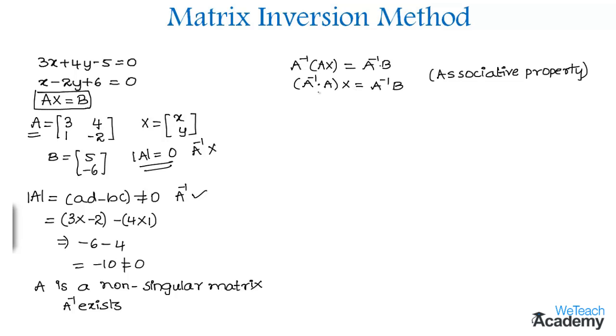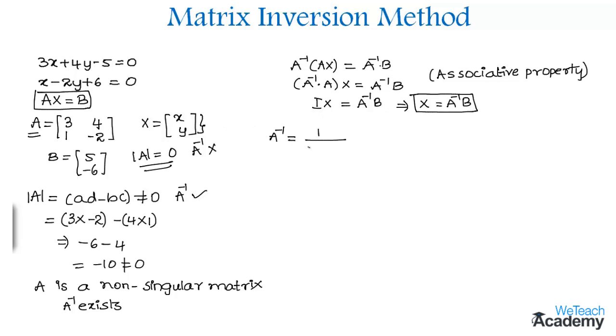And we already know that the value of A inverse into A is equal to I. So we get I into X is equal to A inverse into B. I multiplied with X will result in X. So we get X equal to A inverse into B. X is nothing but the variable matrix. So using this equation, we can find the variable matrix.